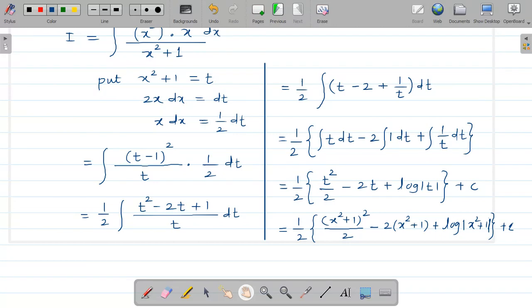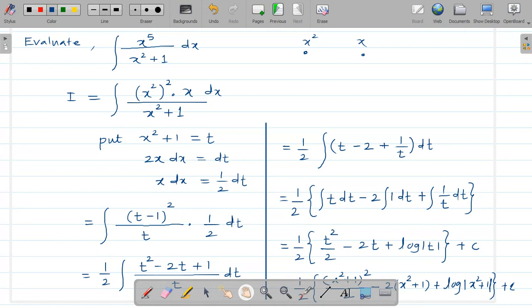So see here also we need the adjustment, because there is x raised to 5 upon x square plus 1. If you put x square plus 1 is equal to t, then we require x, because the derivative of x square plus 1 is 2x dx is equal to dt. So we need x there. So that's why we adjust the term x raised to 5 as x square bracket square into x dx. Okay. So try to solve such type of questions from the exercise 5.2.